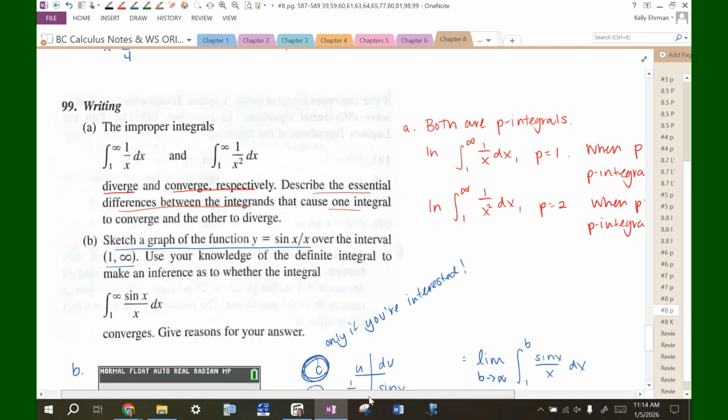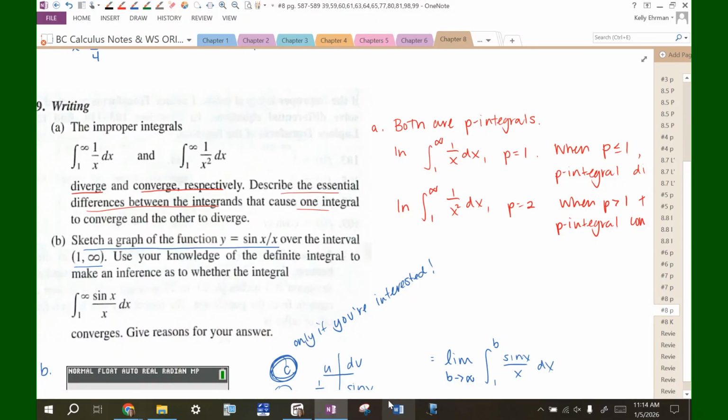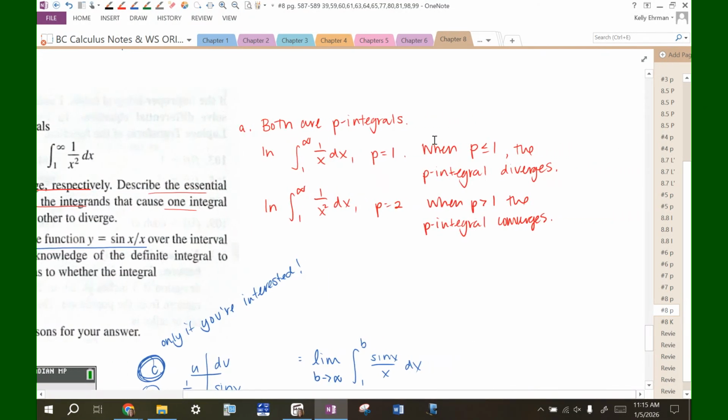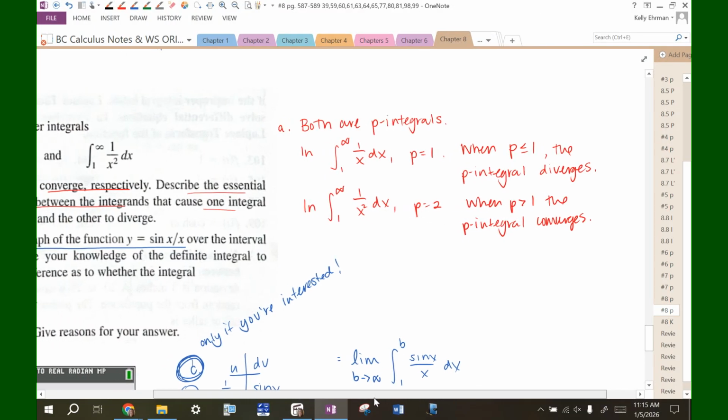Okay, I'm going to talk through these as well. So the improper integrals, integral from 1 to infinity of 1 over x and that of 1 over x squared, diverge and converge respectively. Describe the essential differences between the integrands that cause one integral to converge and the other to diverge. Remember, the integrand is just the expression here. So they're both p integrals. P equals 1 falls into the divergence rule, and p equals 2 falls into the convergence rule. There's nothing crazy happening there.